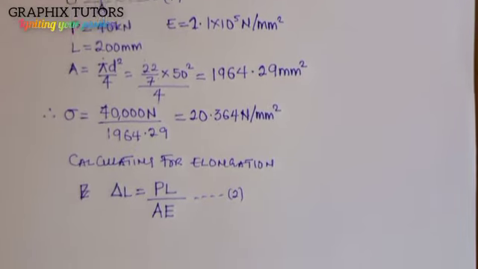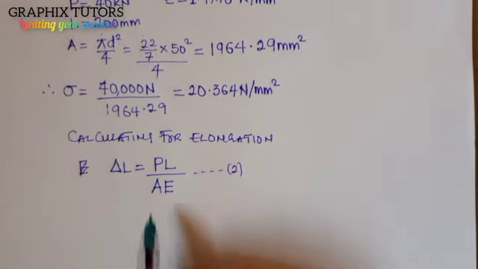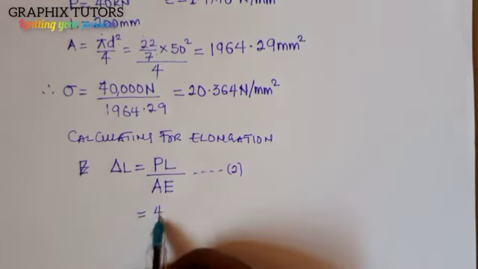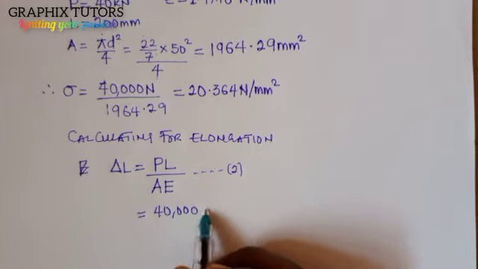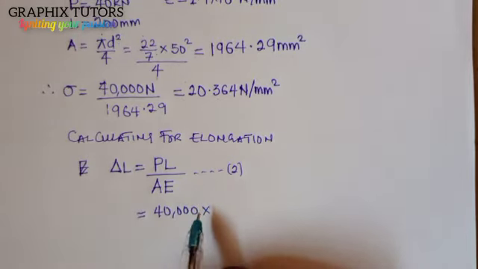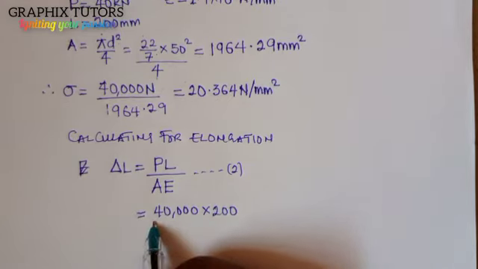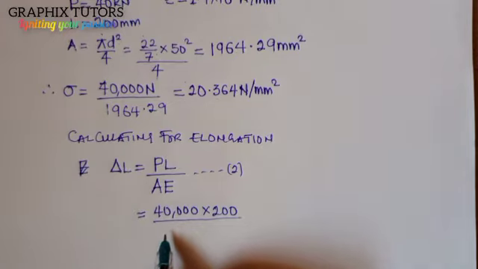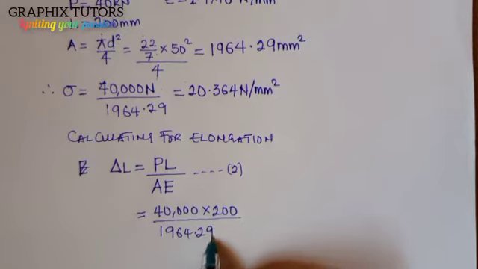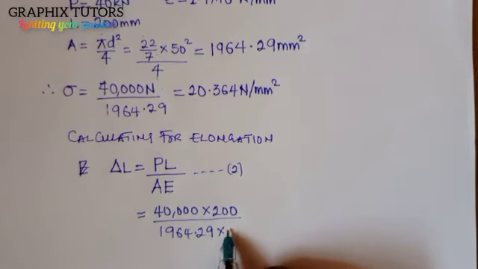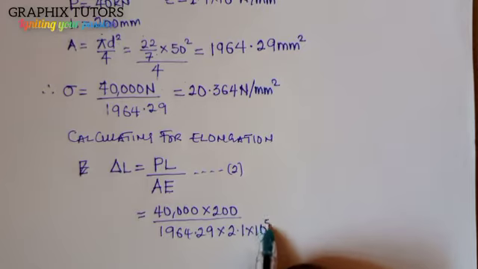So if I input all my parameters into this equation here, I am going to be having the force, which is 40,000, times the length, which is giving us 200, all divided by the area, which is giving us 1964.29, multiplied by the Young modulus E, which is giving us 2.1 times 10 raised to power 5.